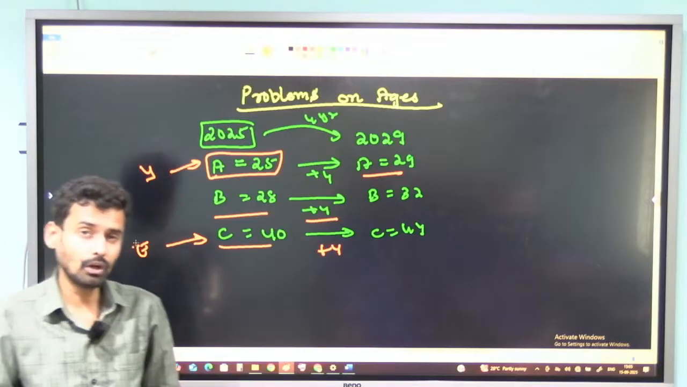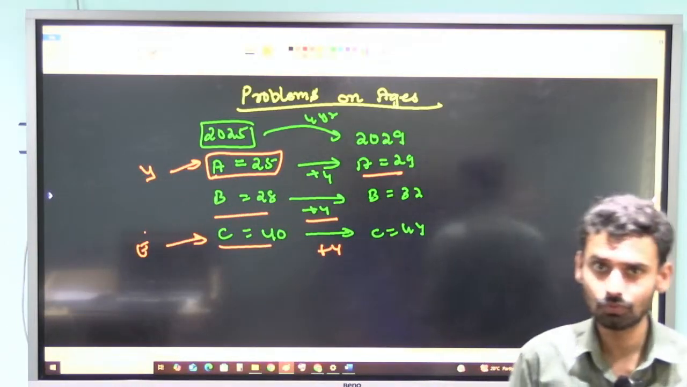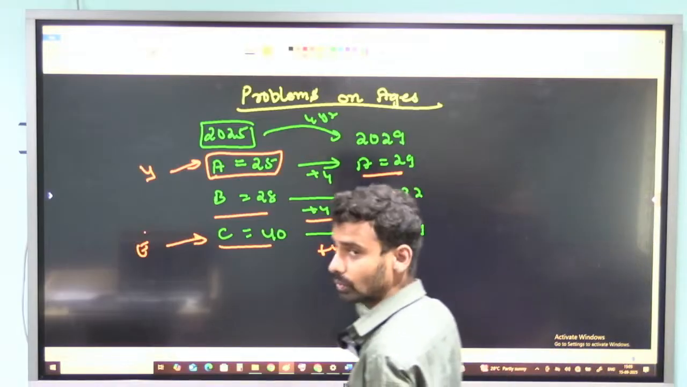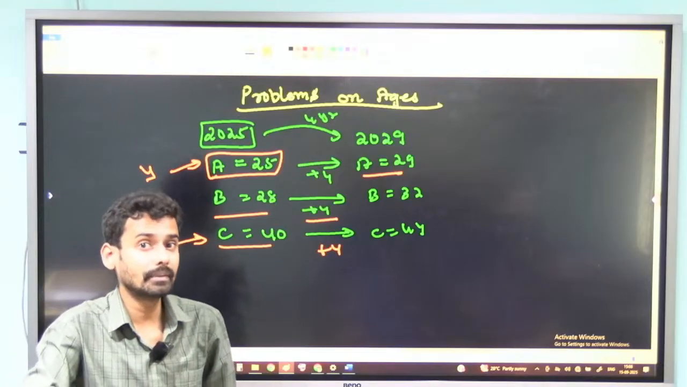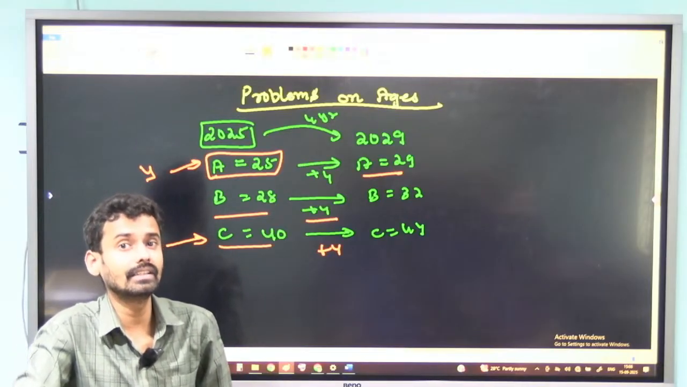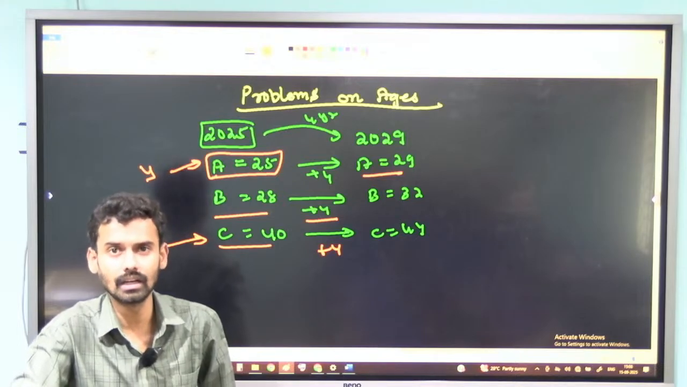And irrespective of the person being elder or younger, the increase in age is always 4 years from 2025 to 2029, which means the increase or decrease in age will not depend on whether the person is relatively elder or relatively younger. So this is the first point you should note in ages.